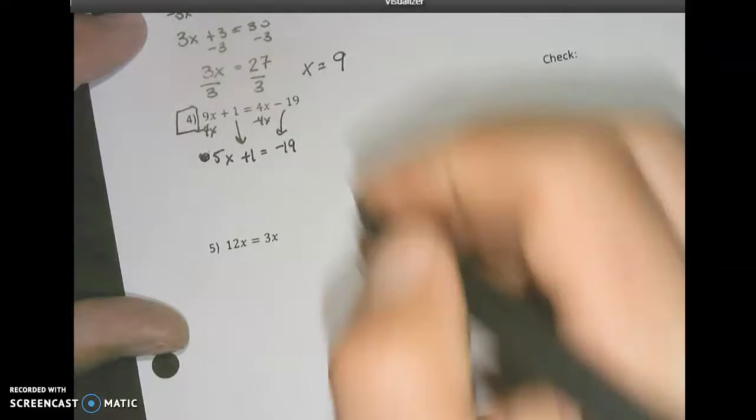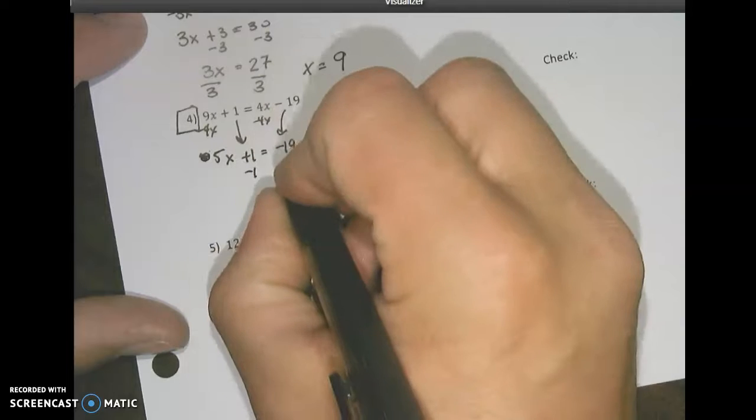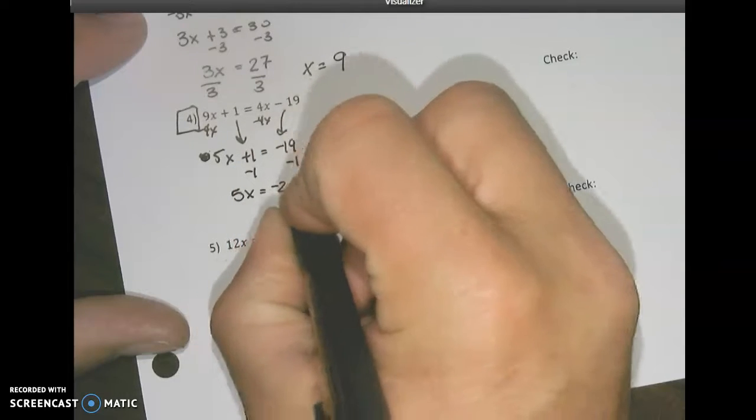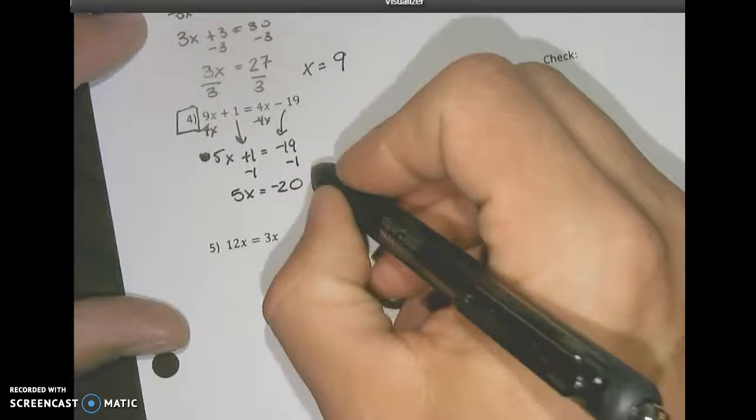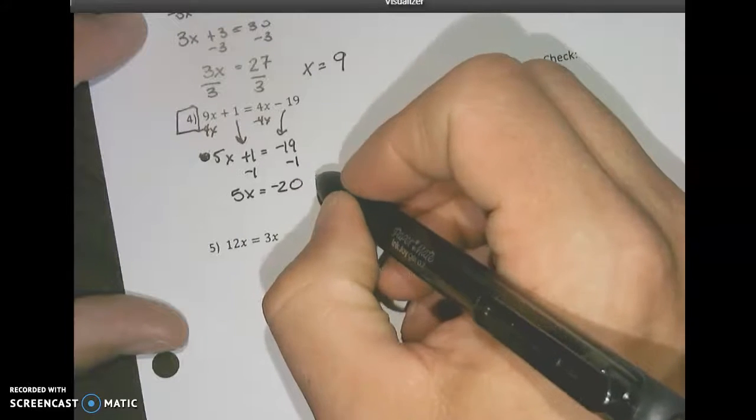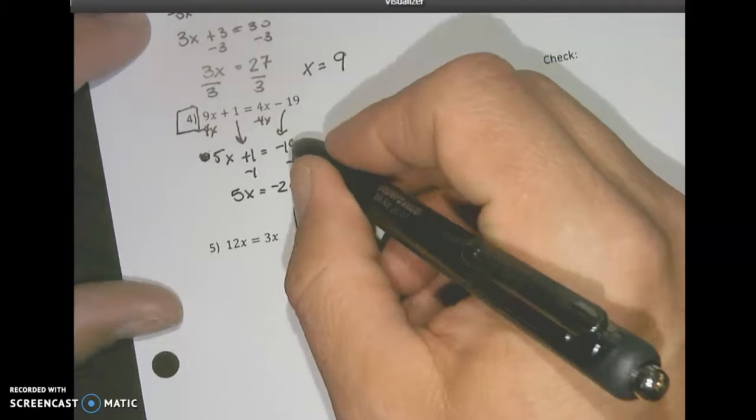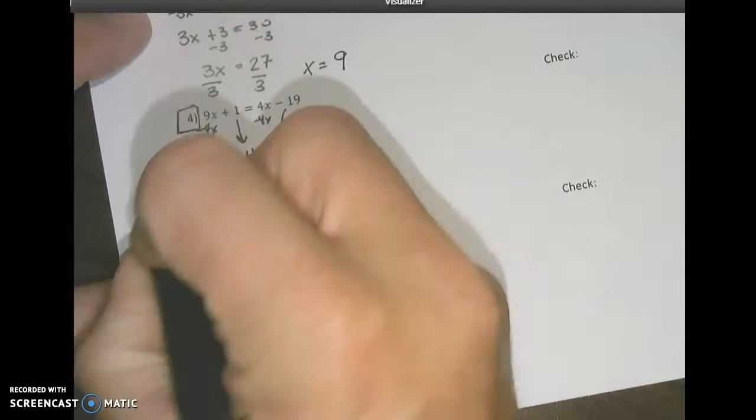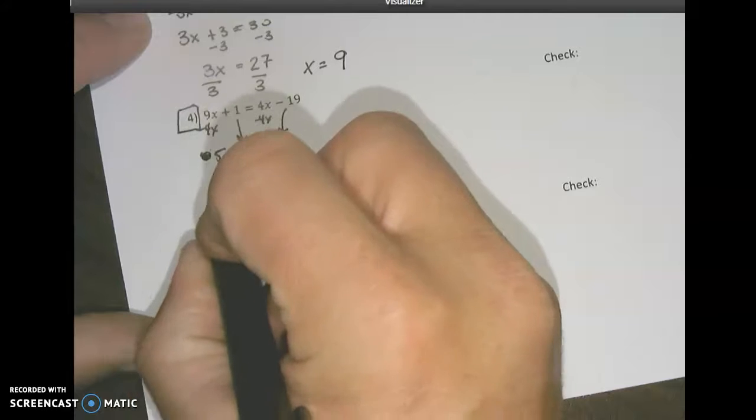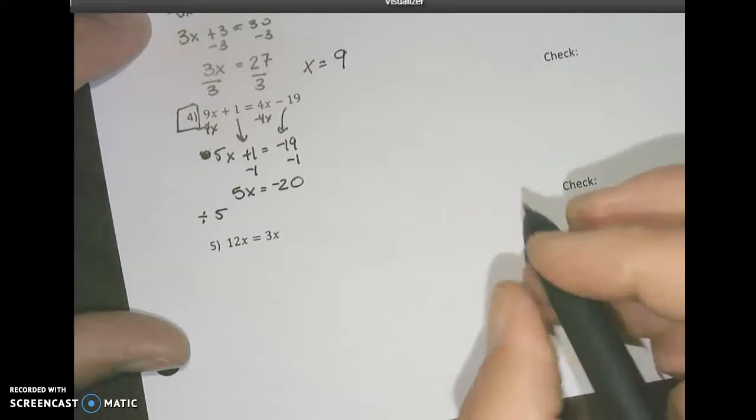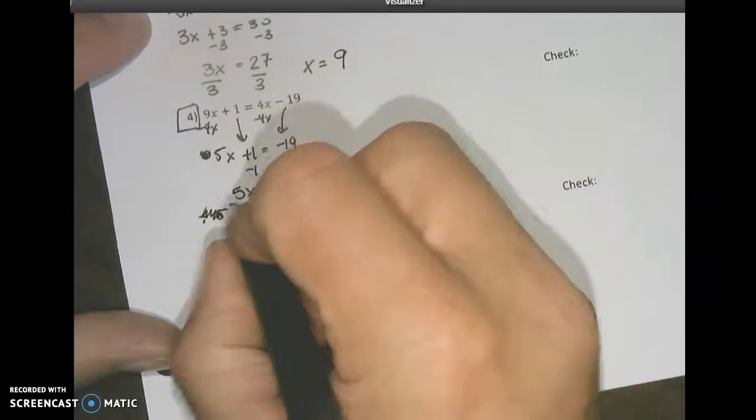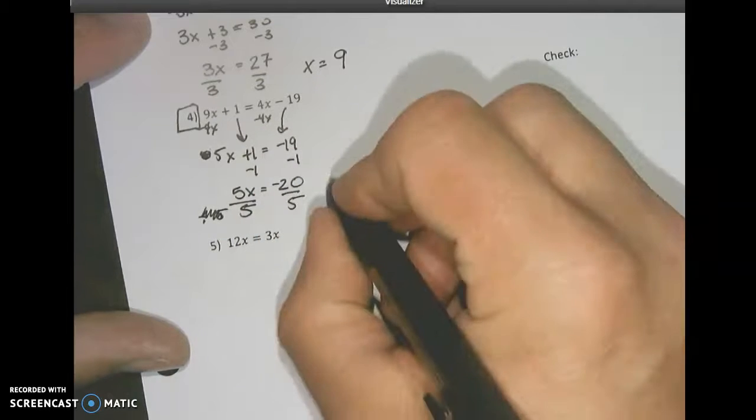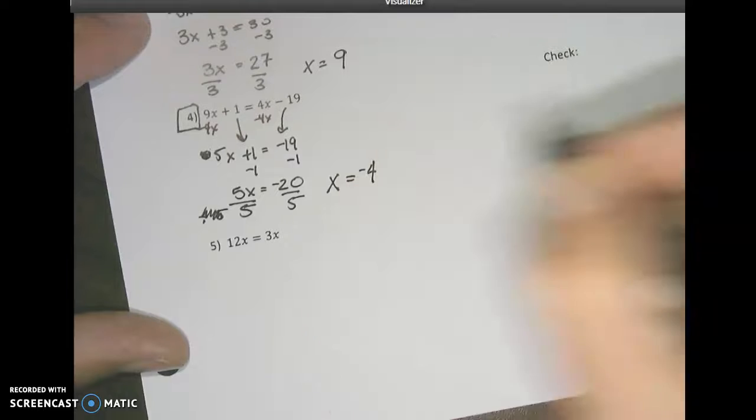All right? So I need to do the opposite, which is minus 1, minus 1. So then we're going to have 5x is equal to negative 20 because it's negative 19 minus 1. All right? If you're not sure how to do that, make sure you use your calculator. Now, I don't want to show my division like that. I want to show it as a fraction. I want to divide it by 5 on both sides like that. So then I'm going to have x is equal to negative 4.